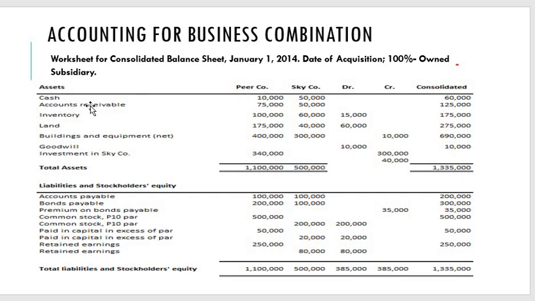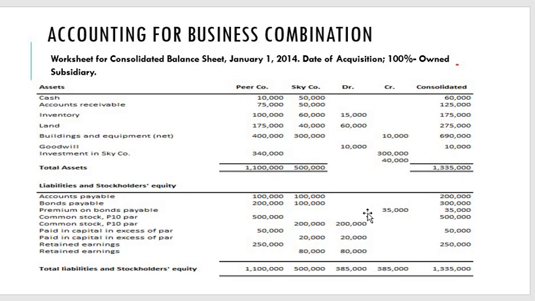So there it is: our inventory was debited 15,000, land was debited at 60,000, buildings and equipment was credited at 10,000, and then our goodwill a debit of 10,000, and then our premium on bonds payable was credited at 35,000, and our investment account was credited at 40,000. So this will be our working paper eliminating entries, no, that we plotted in our worksheet.